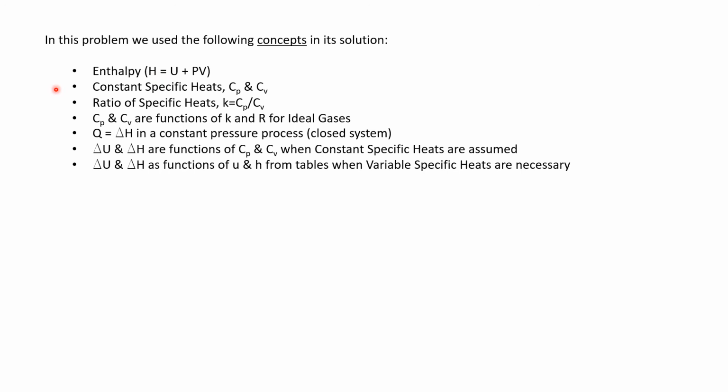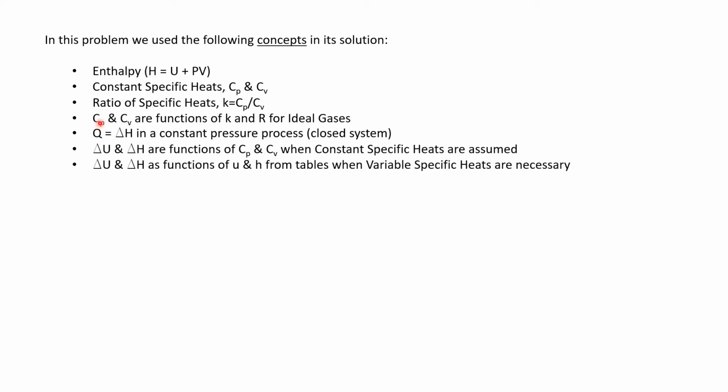We also introduced the concept of specific heats, C sub P and C sub V, and that sometimes we can assume that they're constant, even though C sub P and C sub V vary with temperature. If the temperature range of the process is not too great, we can assume that C sub P and C sub V are constant. And whenever we're given the specific heat ratio k, which is just the ratio of C sub P over C sub V, if k is given as a constant, then we can assume that C sub P and C sub V are constant for this process.